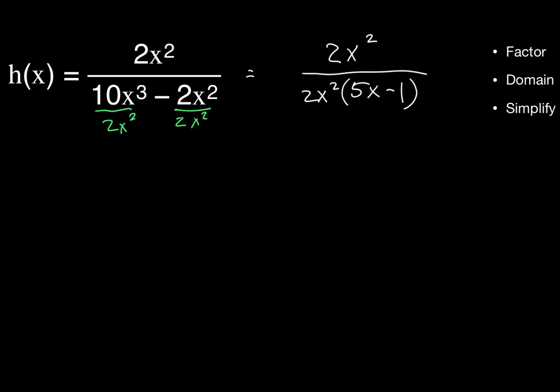Now remember, when you're factoring, once you figure out what you're factoring out, make sure you put it out in front of the parenthesis set. So 2x squared, and then 10 over 2 is 5, x cubed over x squared is x, 2 over 2 is 1, x squared over x squared is 1, so that's 1 and it's minus 1. So now I have it factored, and then I talk about domain.